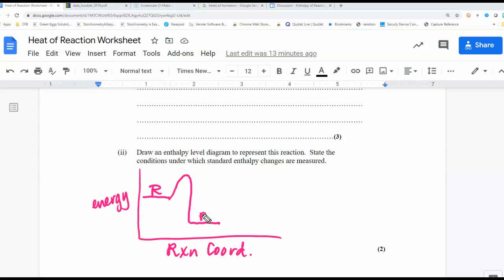And then we have to note, because it says state the conditions under which standard enthalpy changes are measured. So that is going to be 25 degrees Celsius, 1 atmosphere, and 1 molar solutions. And that should be the answer to this question.